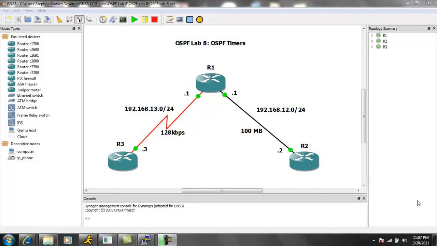Hello, my name is Steve Bowler, and in this video we're going to be taking a look at OSPF. Specifically within OSPF we are going to be taking a look at OSPF timers.